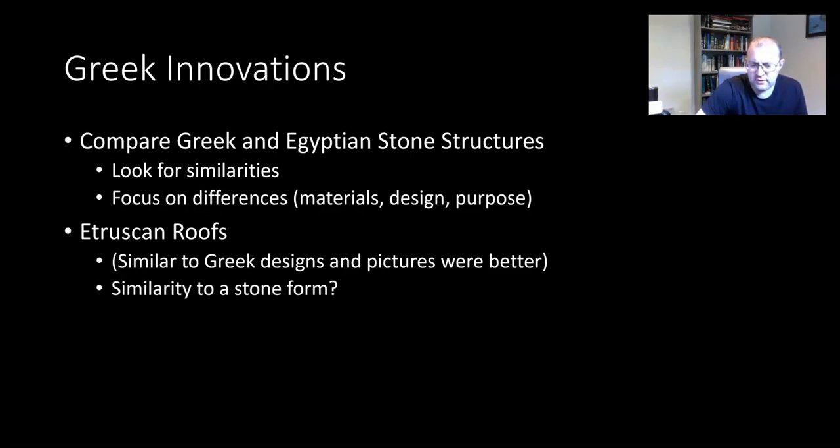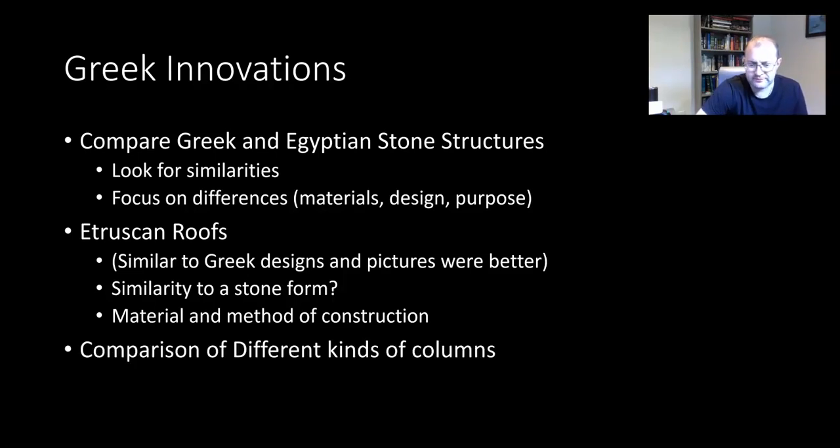Now, look at the roof and notice its similarity to any of the stone forms that you've been looking at. You should notice a similarity very quickly, so that shouldn't be too hard. Look at what material you think these roofs are made out of, and then based on the material and the shape, think about how these roofs would have been constructed.